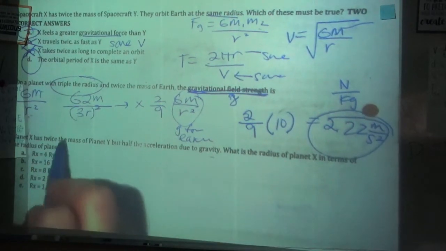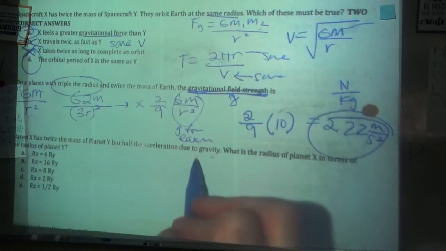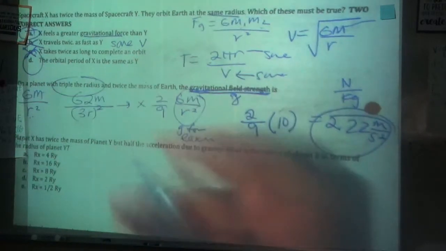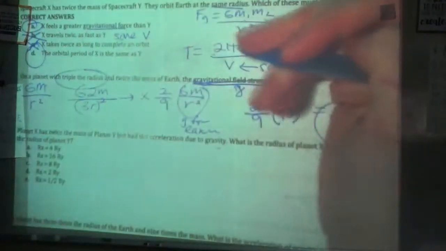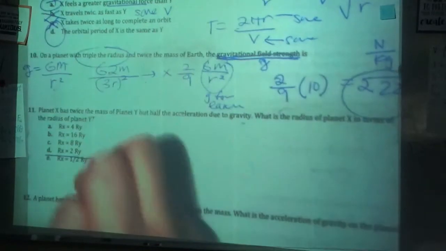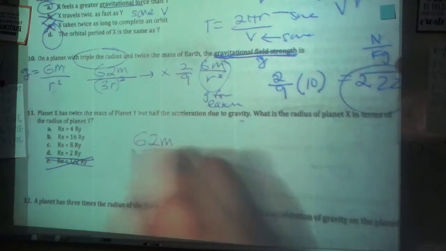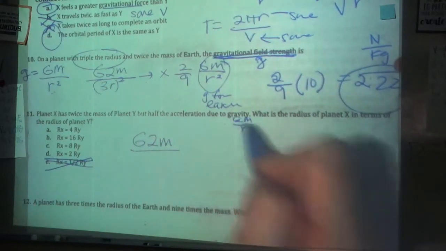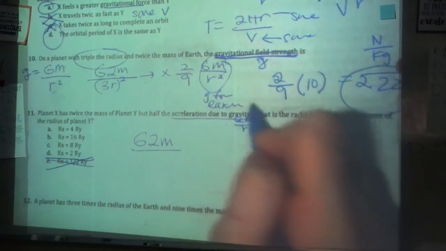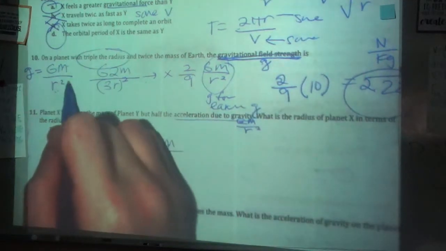All right, 11, we have twice the mass but half the acceleration due to gravity. So think about it, if it has more mass but less acceleration due to gravity, so less pull, that must mean that you have a bigger radius because you're farther away. So we can only cross off E, but that's okay. Crossing off one is good. And we have twice the mass, and we're still talking about GM over r squared because acceleration due to gravity is just little g, so the same equation.